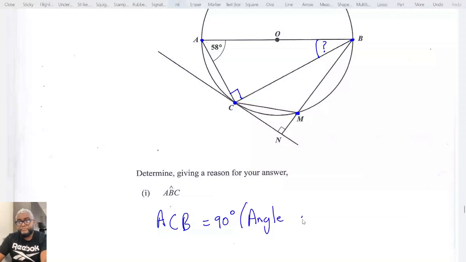Angle in a semicircle is 90 degrees. Everybody good there?